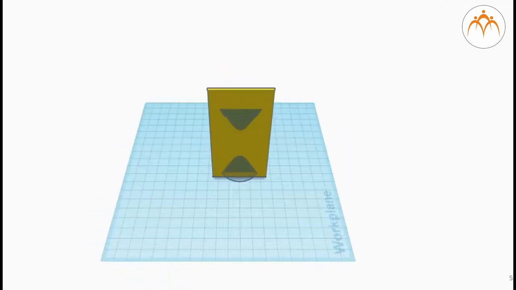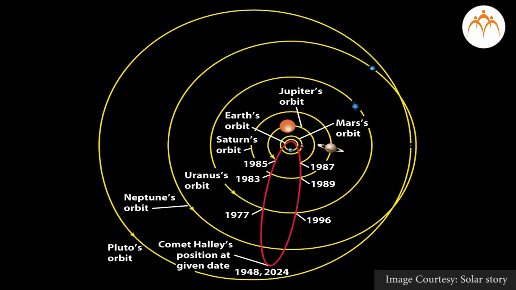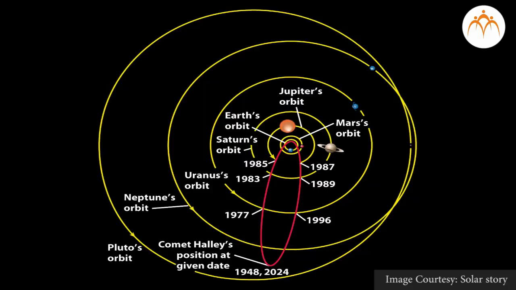hyperbola. Kepler said that planets move in elliptical orbits around the sun, and some comets also have an elliptical orbit, so they are visible repeatedly after every few years. One example of this is Halley's Comet, which appears after every 76 years. The orbit of Halley's Comet is also elliptical.